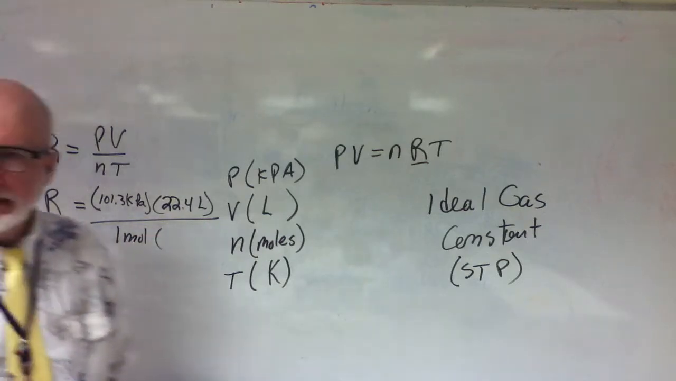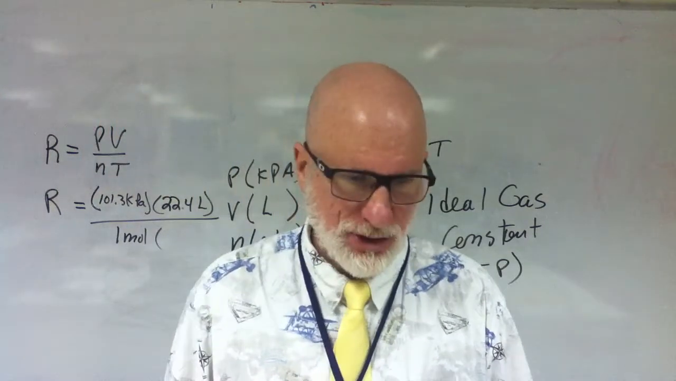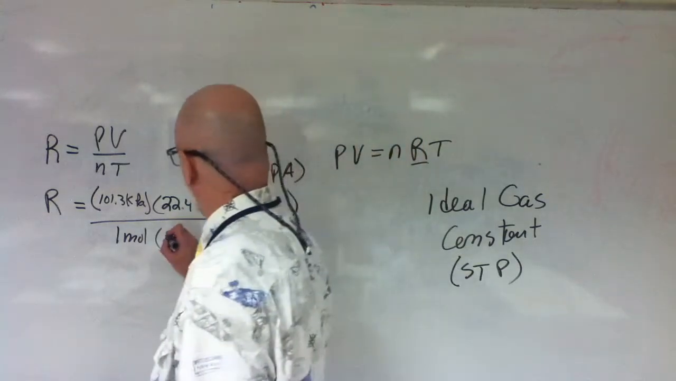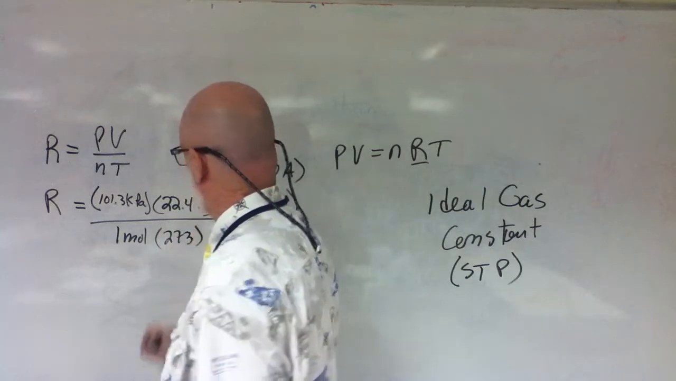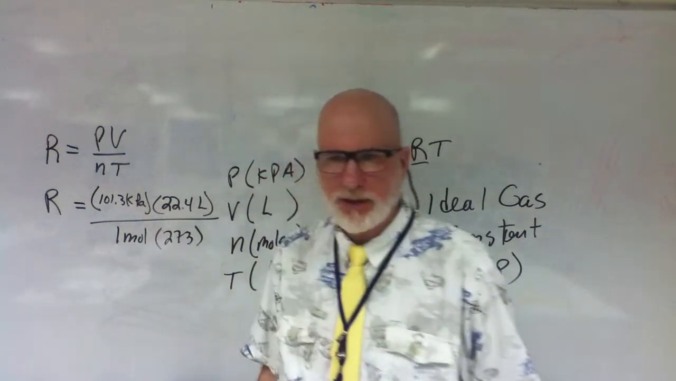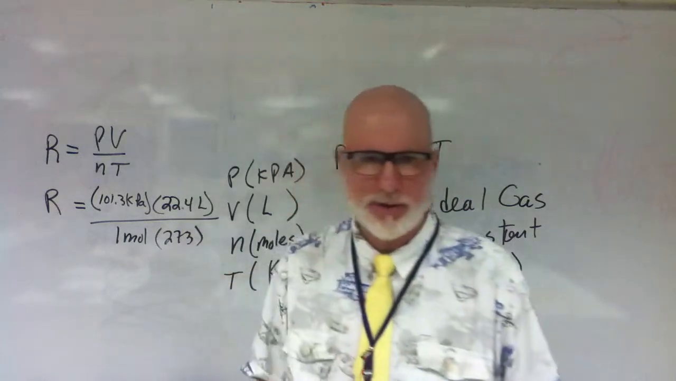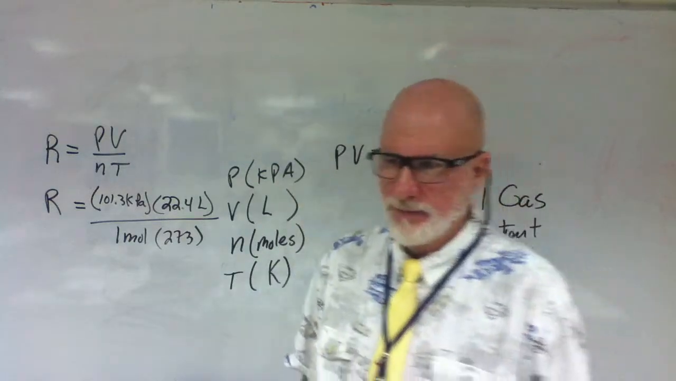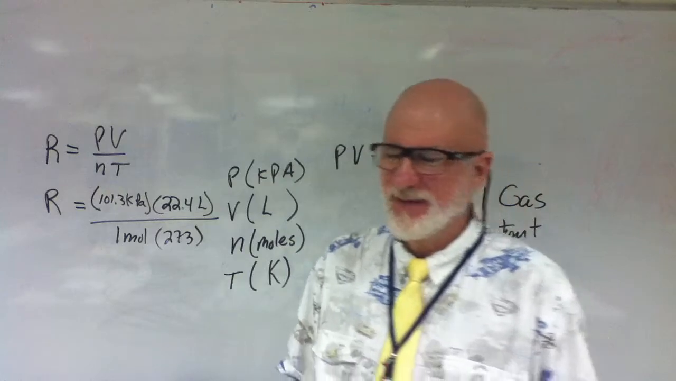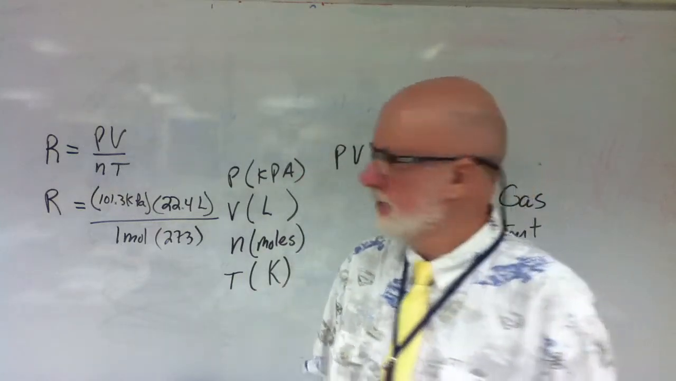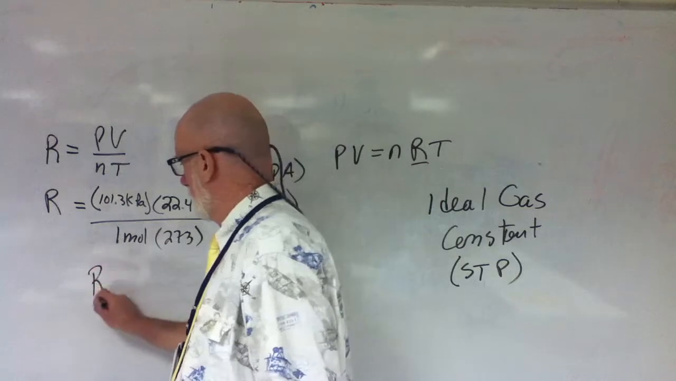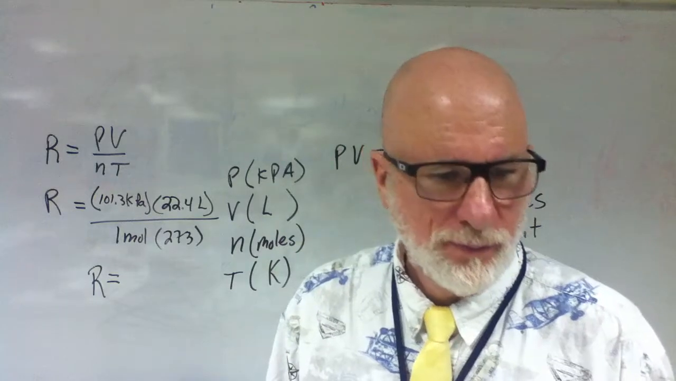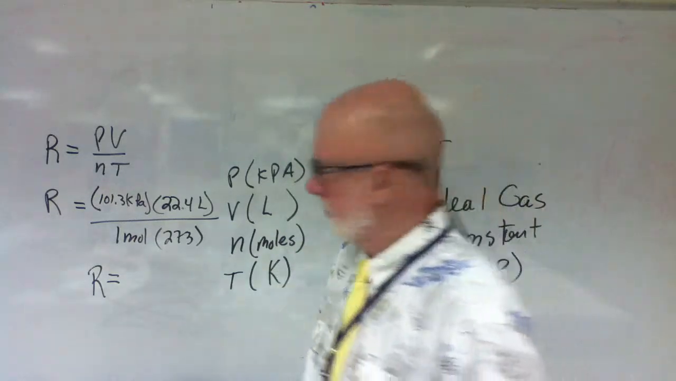And what's the temperature at STP? 273. So what is 101.3 times 22.4 divided by 273? What does that equal? 8.31. Did you do that, or are you guessing? Said in the book. I know what it said in the book, but what does it actually do? Mark, are you doing it? 8.31. Thank you.